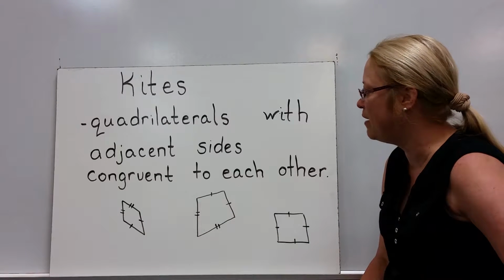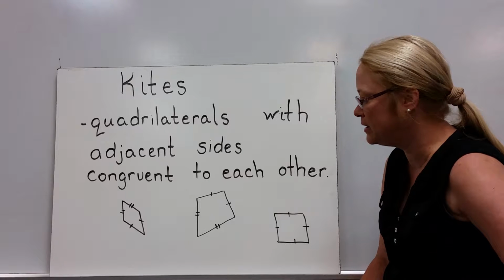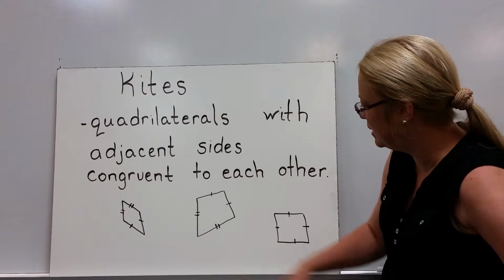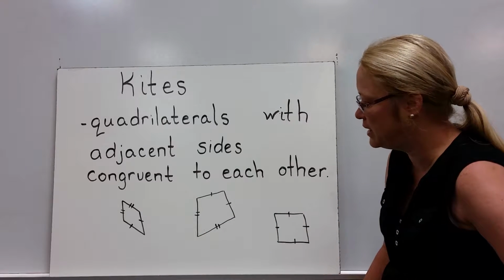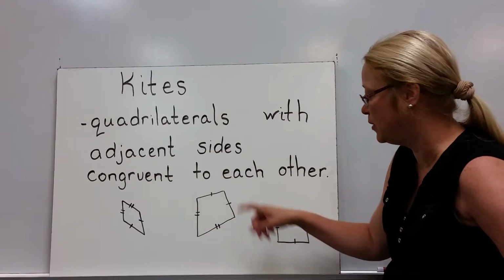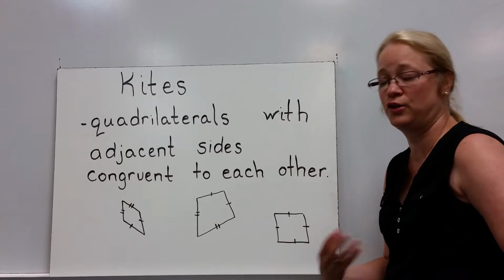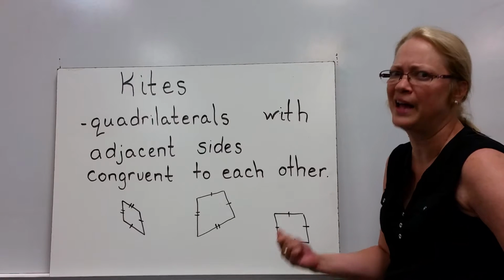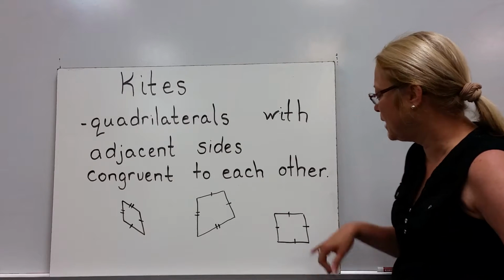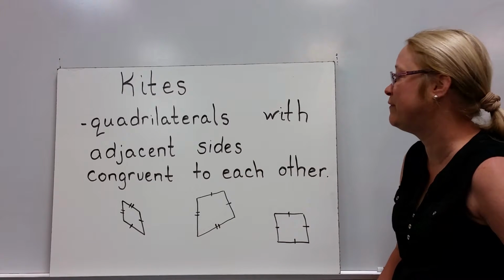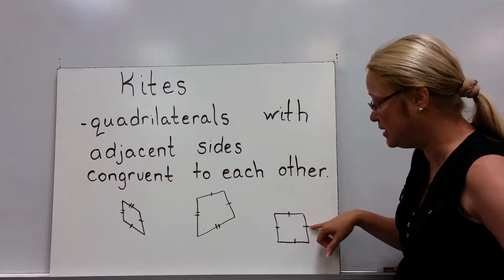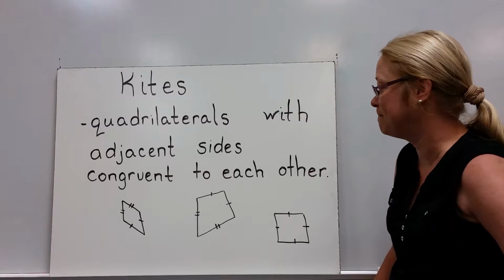Another example of a kite would be this shape. These two are congruent to each other, and the top two. If you look at these, they look like what we think of as a kite that you fly in the sky. The last one is a square also, but it is a kite because it fits the definition. Adjacent sides are congruent to each other.